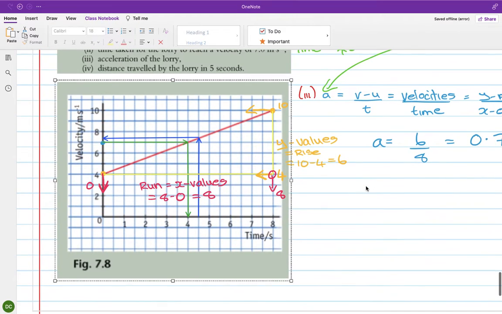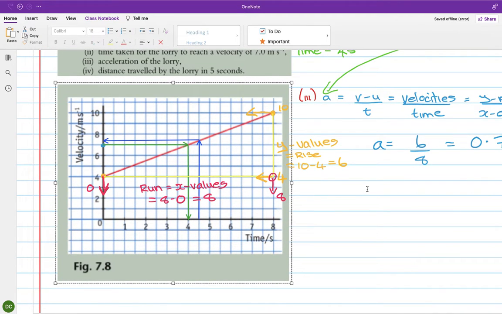Okay, and the last one is the distance travelled by the lorry in 5 seconds. So now I was a little bit rushed doing this on Friday. So to get the distance travelled from a velocity time graph, we need to get the area under the line.